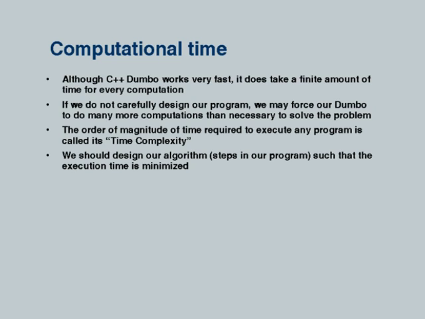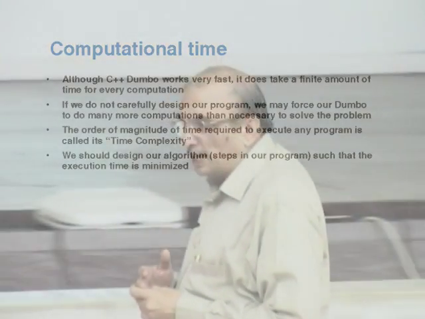And we had said that the order of magnitude of time required to execute any program is generally called the time complexity of the program or time complexity of the algorithm. So the steps in our program should be so designed that the execution time is minimized. This is the general concept, common sense. We would like to make somebody else do as little work as possible, which is minimally required, whether it is Dumbo or a human being.